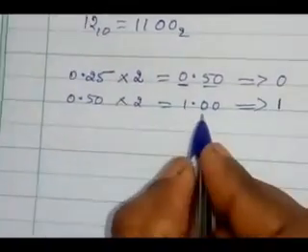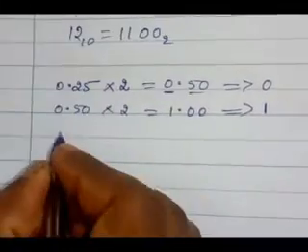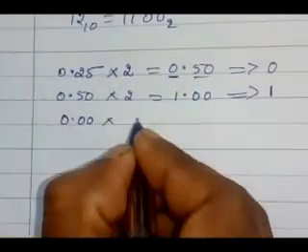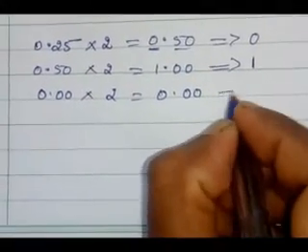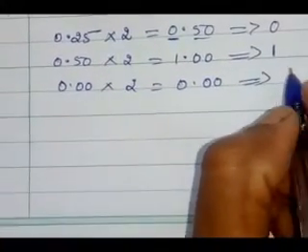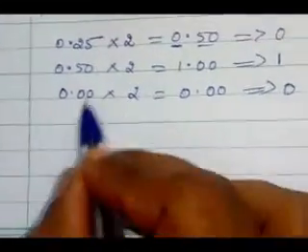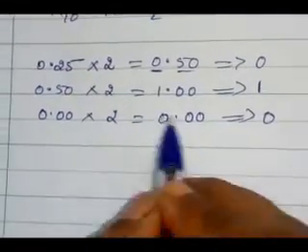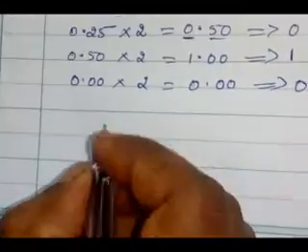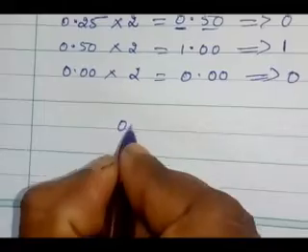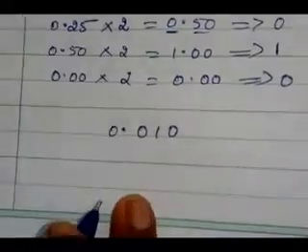Then for the next multiplication, you have to take the decimal part. 0.00 into 2. What is the answer? We will get 0.00. What is the integer part? 0. So no more multiplication, because this becomes 0. So the answer of this one is 0.010. Did you get it?